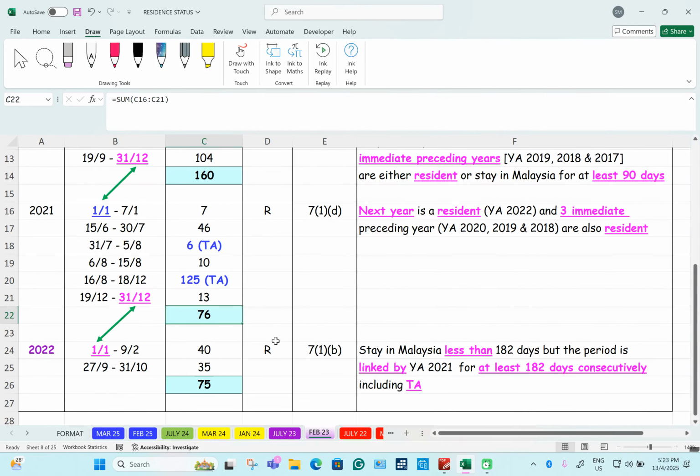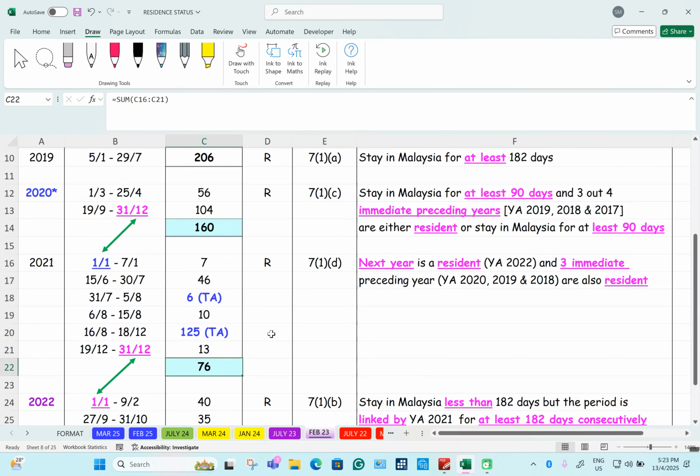Okay, Limbai, condition number 1. In 2021, I need 1 day in January. So what is the date? 1st January. Do we have 1st January? Yes, we do. Okay, now you reverse to YA 2020. When you reverse, meaning your calendar will start at the end of the year, so December. I need 31st December. So 2 dates are important: 1st January, 31st December. This is the bridge. Okay, do we have 31st December? Yes, we do.